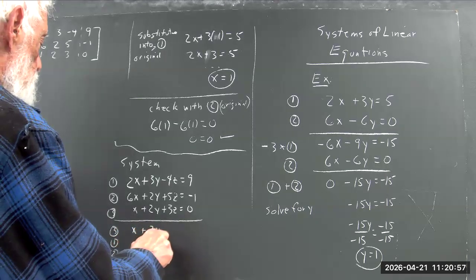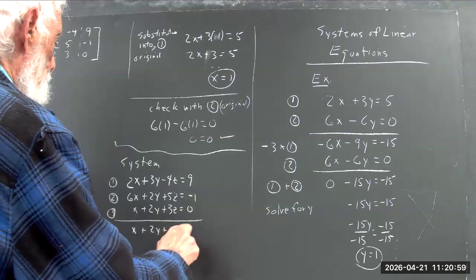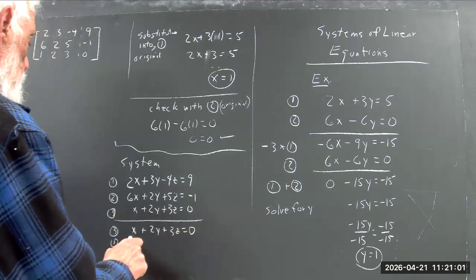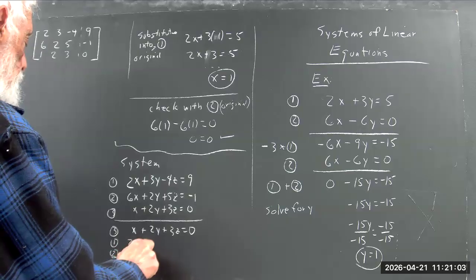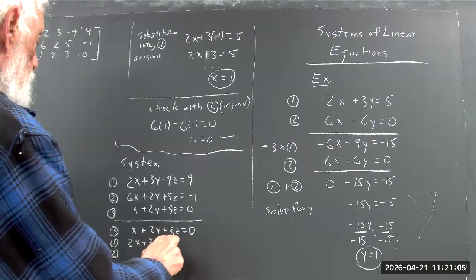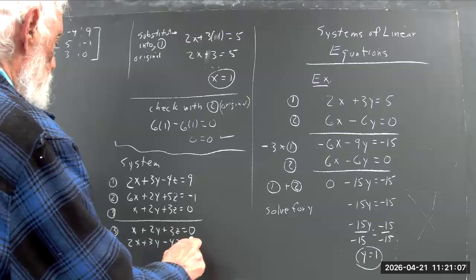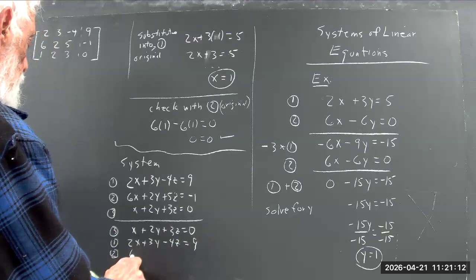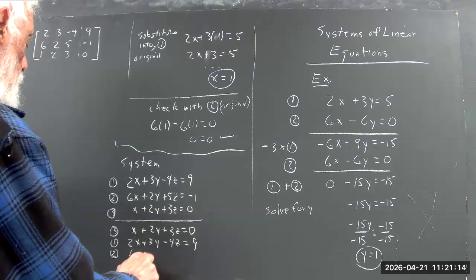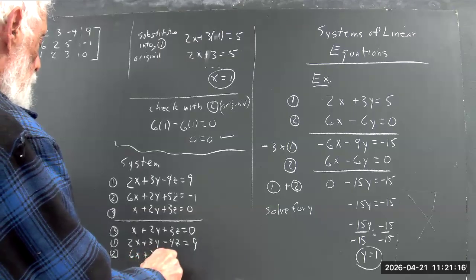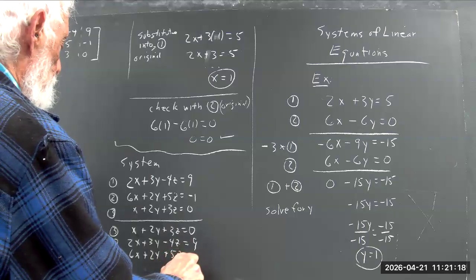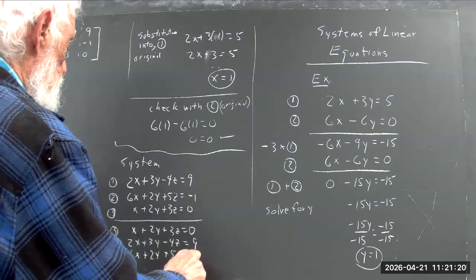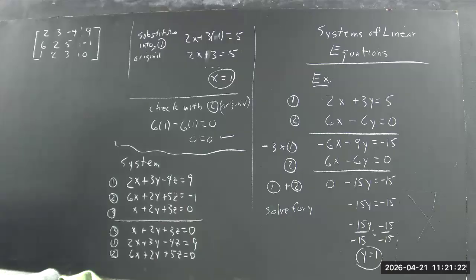So I'm going to have x plus 2y plus 3z equals 0, 2x plus 3y minus 4z equals 9, and 6x plus 2y plus 5z equals 0. Okay, same system, listed in a different order.